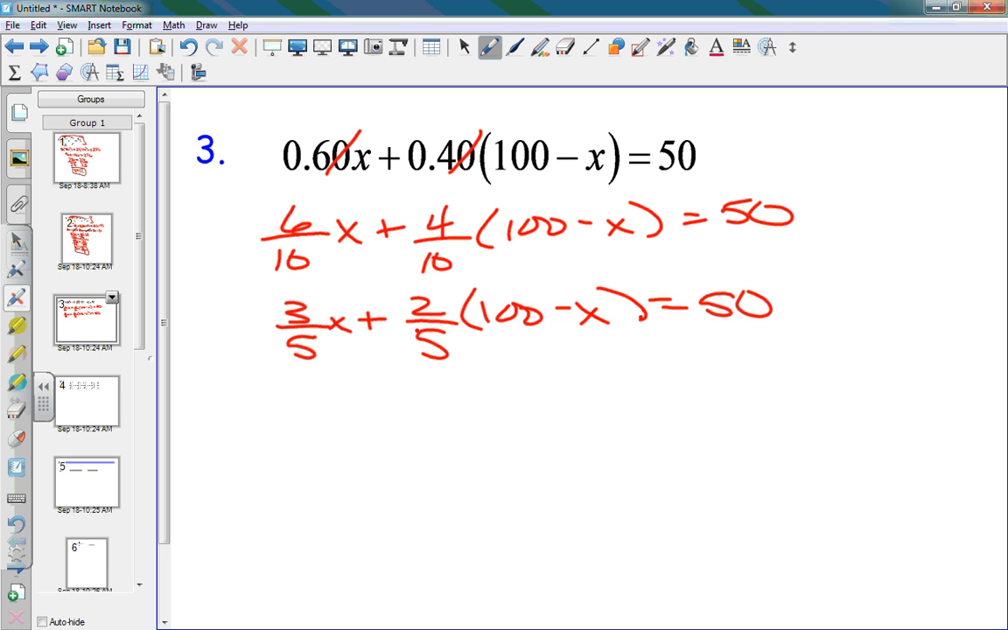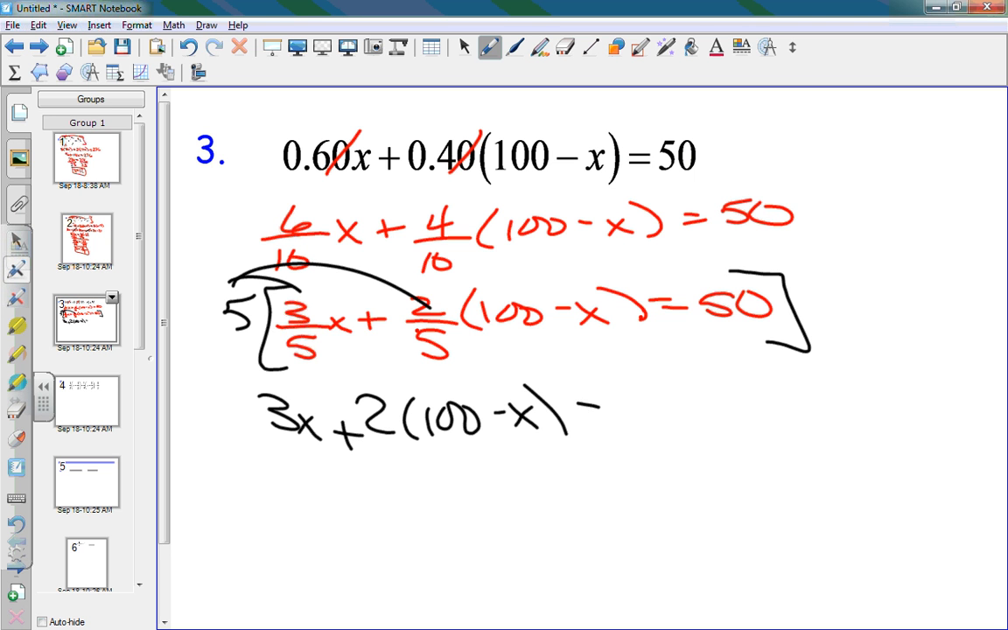How many of you have your LCD being 5? Good job, guys. Now I need to multiply everything by 5. 5 divided by 5 is 1. So do I worry about the 1? No, drop down to 3x. 5 divided by 5 is 1. Drop down the 2 times 100 minus x. And 5 times 5 is 25. Bring down the 0.